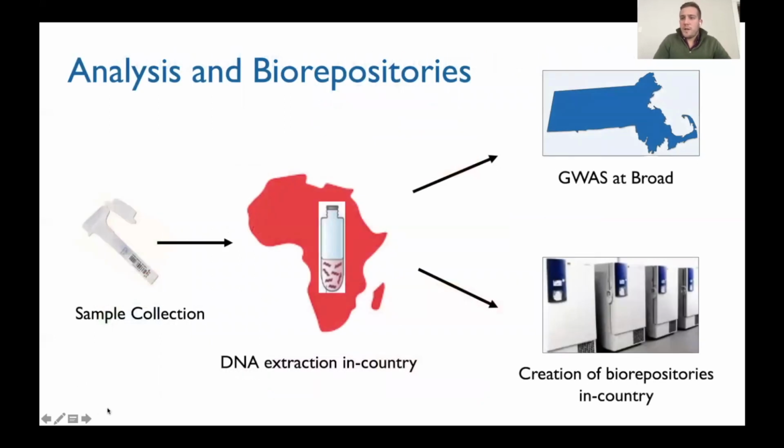So we have a pretty in-depth process. We collect about an hour and a half's worth of phenotyping questions, but we also collect a sample. A big part of our study is also to ensure the sustainability for future research within countries in Africa. So the sample is collected and we do the DNA extraction in country, and then one aliquot is sent to the Broad for us to eventually do the GWAS study that we will be conducting, and the rest of the sample is left at those universities or research institutes for the creation of biorepositories in country.